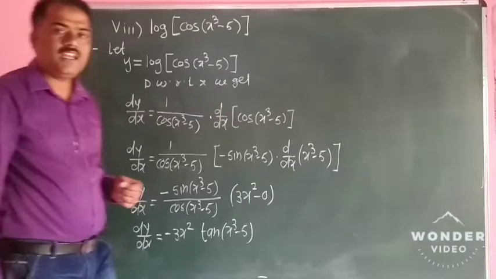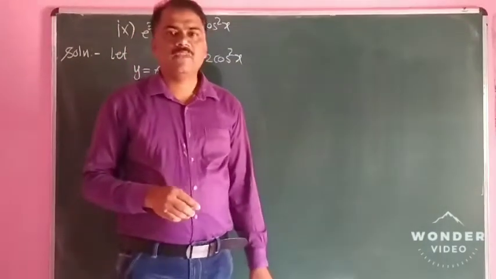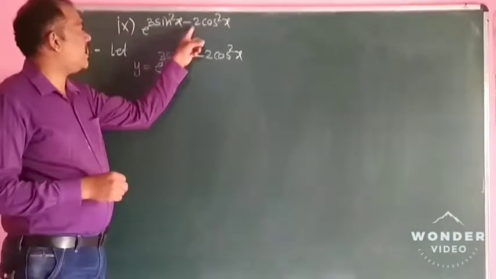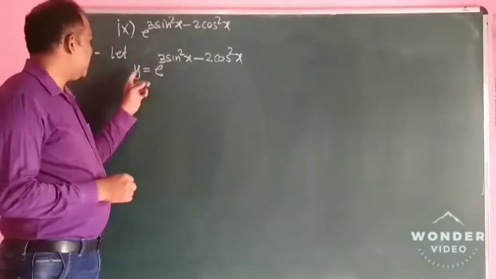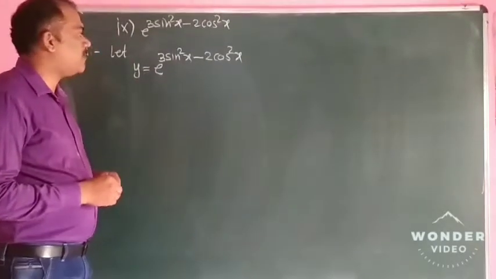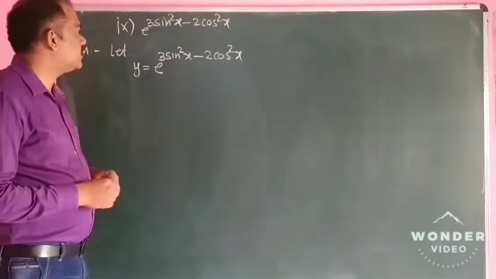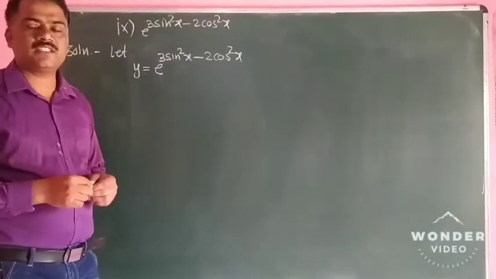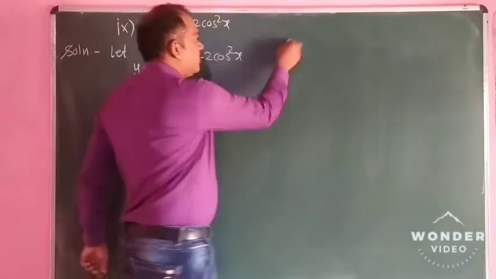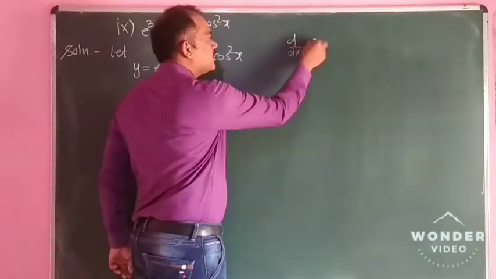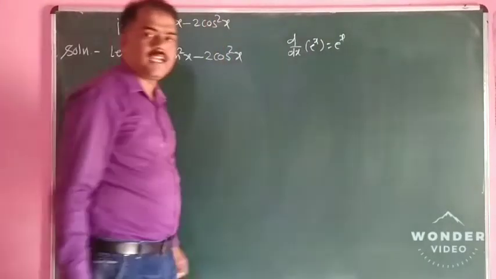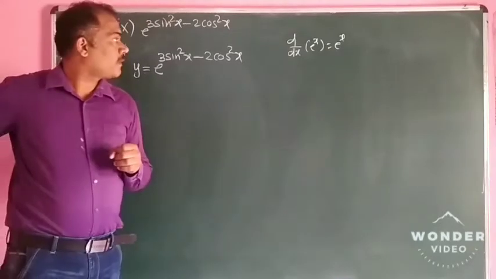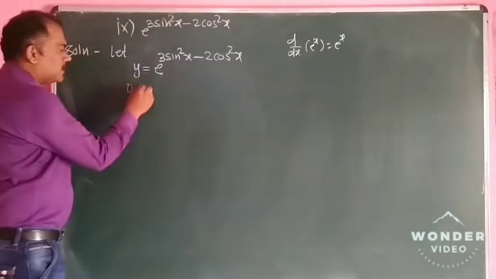Now we have to discuss the next example. Example number 9 is e raised to 3 times sin square x minus 2 times cos square x. Let y is equal to e raised to 3 times sin square x minus 2 times cos square x. We have to read this function as e raised to, the standard function being e raised to x. We have to know that d/dx of e raised to x is equal to e raised to x. Okay, by using this formula we have to solve this example. We have to differentiate with respect to x.